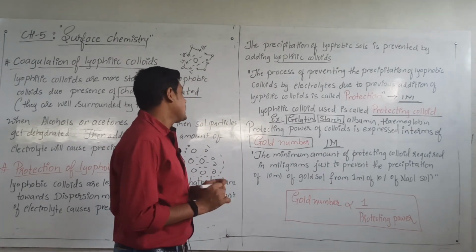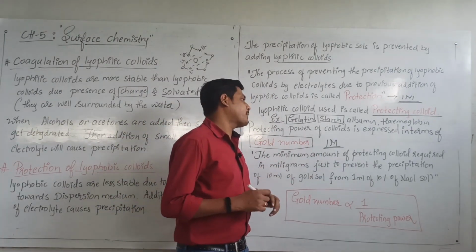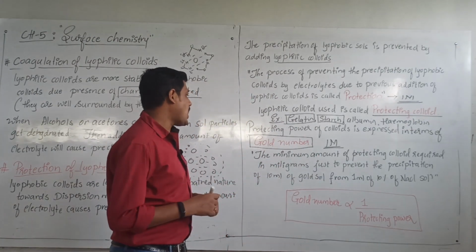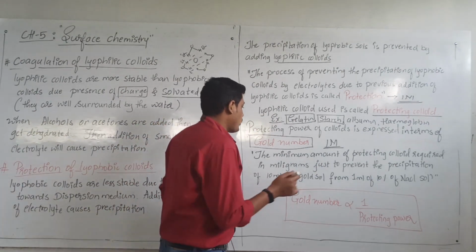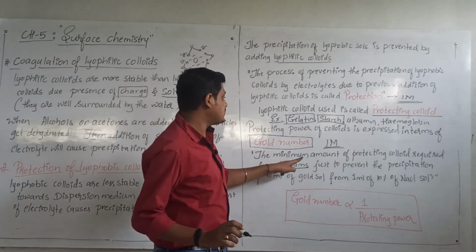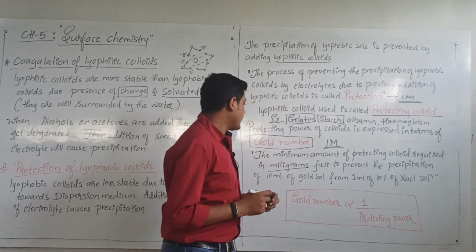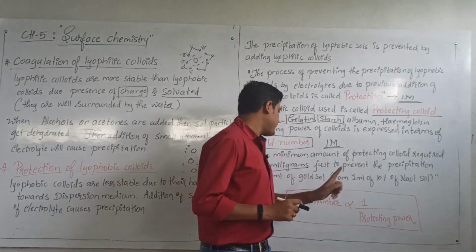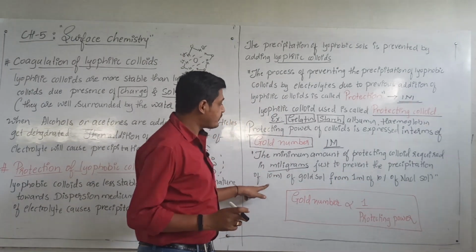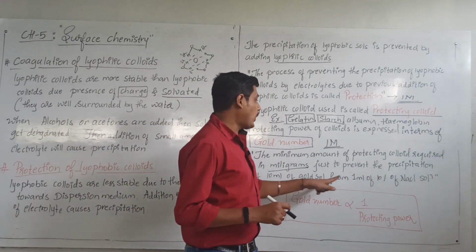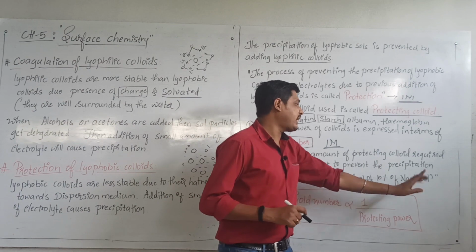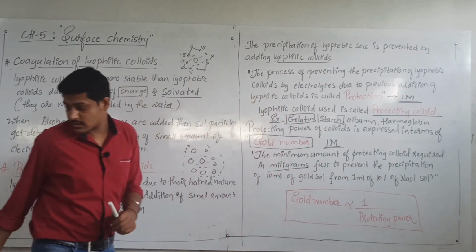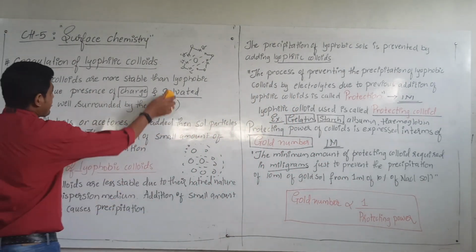Then what is it? See, the minimum amount of protecting colloid required in milligrams. This is important. Okay, so the minimum amount of protecting colloid required in milligrams just to prevent the precipitation of 10 ml of gold sol from 1 ml of 10% NaCl solution. What is the meaning of this? Let us understand the meaning.